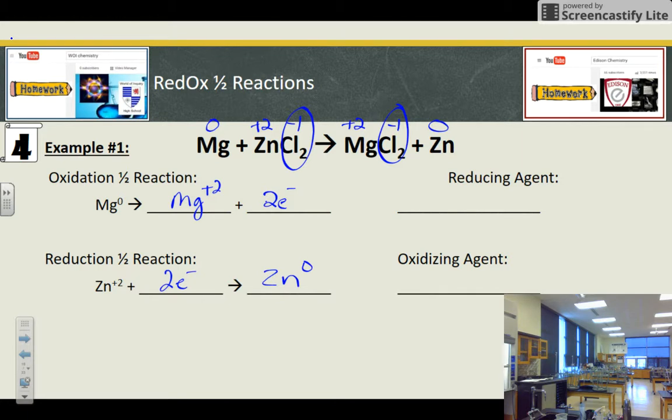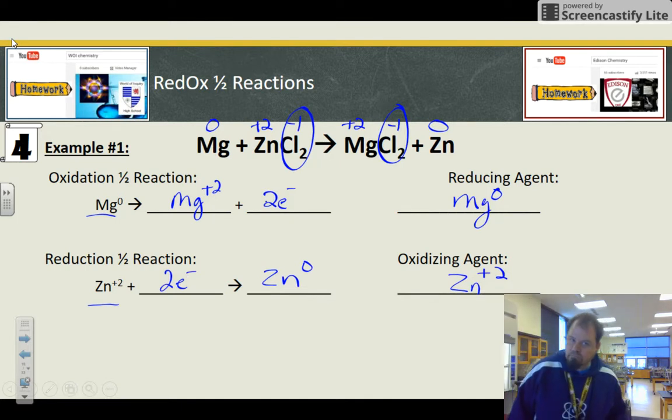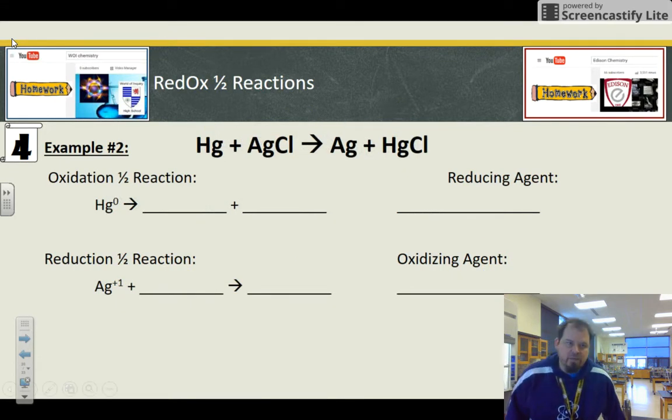Okay, so the oxidation half reaction, if Mg0 is being oxidized, he is also the reducing agent. And if Zn plus 2 is being reduced, then he is also the oxidizing agent. He's the opposite. Okay, good. Notice the agents have to be reactants, just like the thing that's being oxidized and reduced has to be reactants. They are oxidized or reduced on the other side. So let's not get the vocab wrong on that, the terminology.